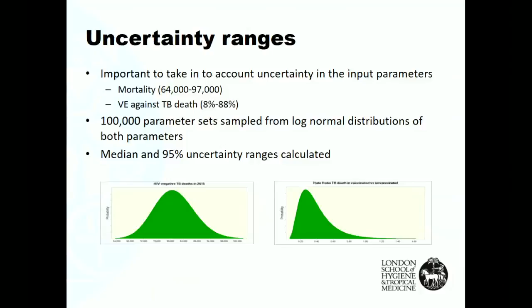And of course, it's important to take account of the uncertainty in the input parameters in the model. And so we accounted for uncertainty in the mortality estimates and also the vaccine efficacy against TB death by taking 100,000 randomly selected parameter sets from log normal distributions of both of these parameters to be able to estimate the median and 95% uncertainty ranges for the outcomes of interest.